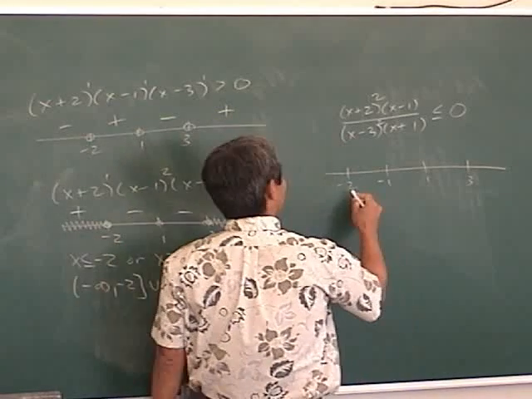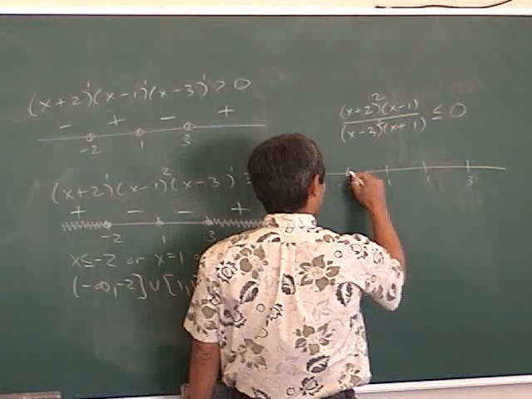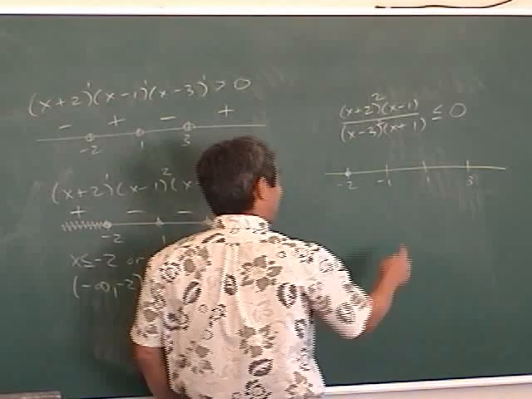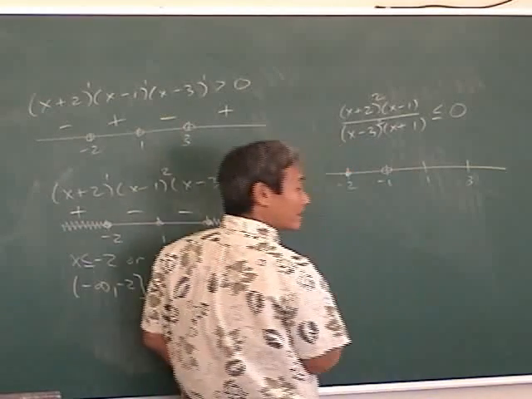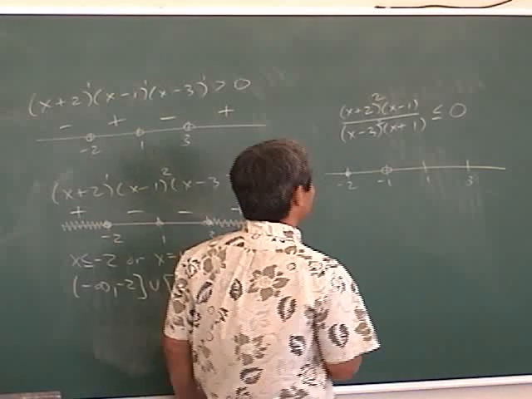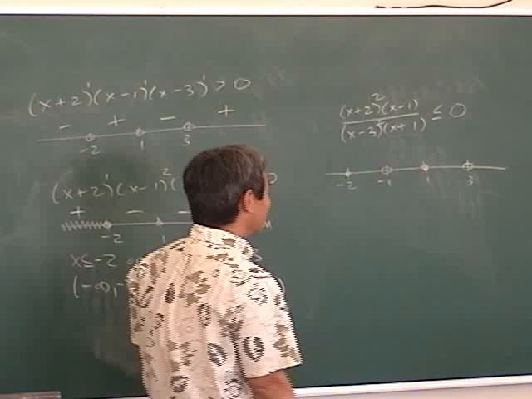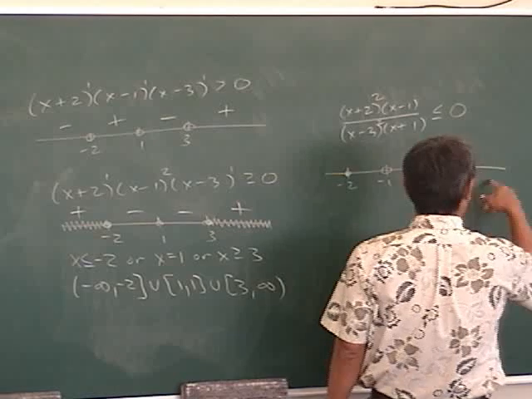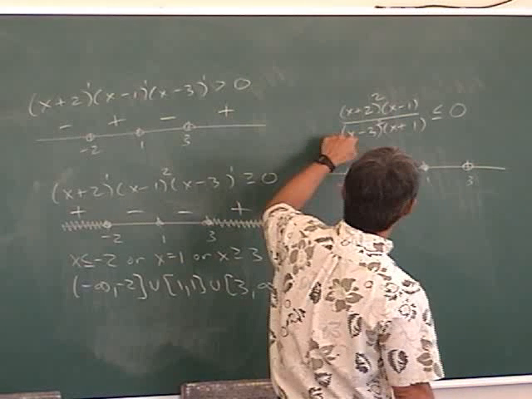Okay, is -2 going to be part of the solution? Yes. Because if you plug in -2, you get 0 is less than or equal to 0, which is true. What about -1? No, because it's in the denominator. The denominator can't be 0. What about 1? Yes, and 3, no, because it's in the denominator. Now, it doesn't matter where you start. I always like to start here because if you plug in a number bigger than 3, you get positive times positive divided by positive times positive, which is positive.